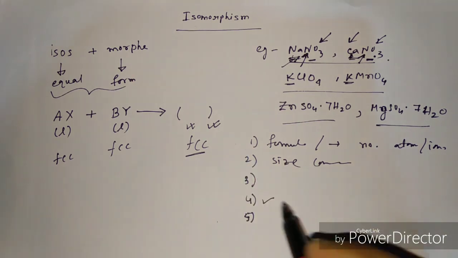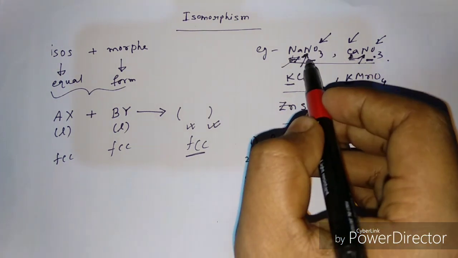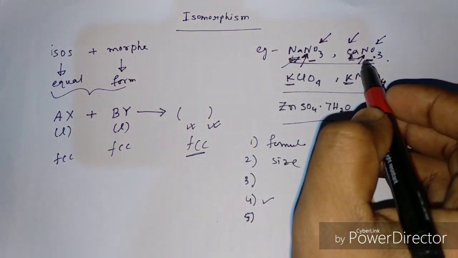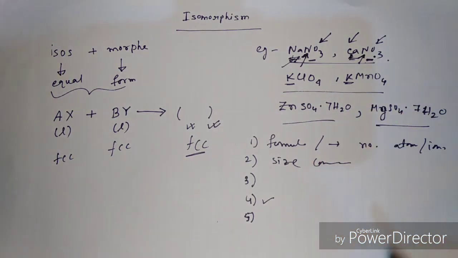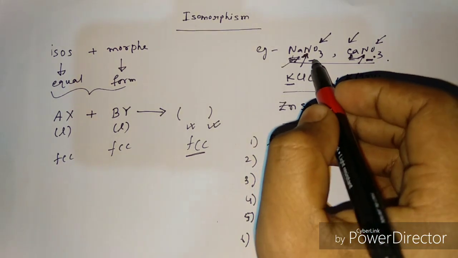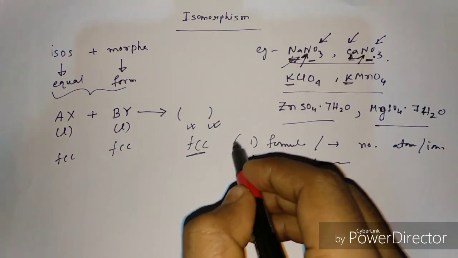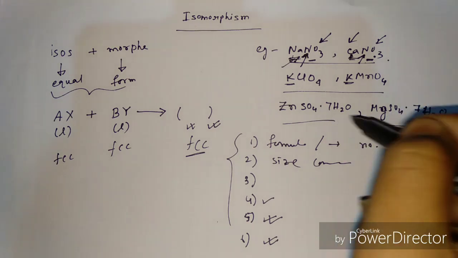Similar crystal structure. That is, if one shows an FCC lattice, then the other should show an FCC lattice. If one shows a BCC lattice, the other needs to show a BCC lattice. Okay, so both have similar crystal structure. And next, point 6, which says they should have comparable molar volume. What is molar volume? It's actually the volume of 1 mole of that compound. So this ionic compound should have the same molar volume as this ionic compound. Okay, so these 6 conditions should be followed to show isomorphism.